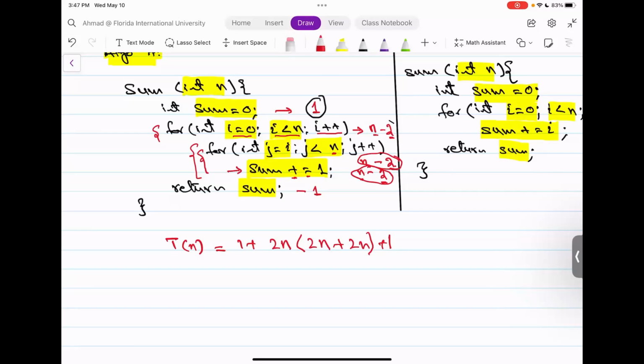So now if I simplify, T of n is going to be 2n into 2n, which is going to be 4n square plus 4n square plus 2, right? Which is going to be... now, hold on, we did something.